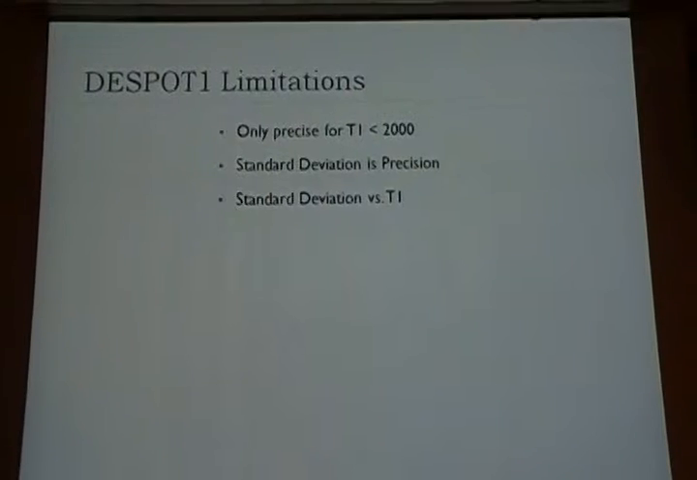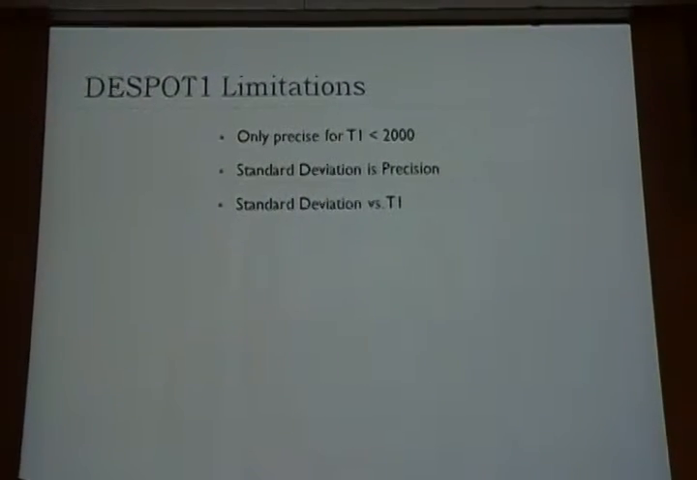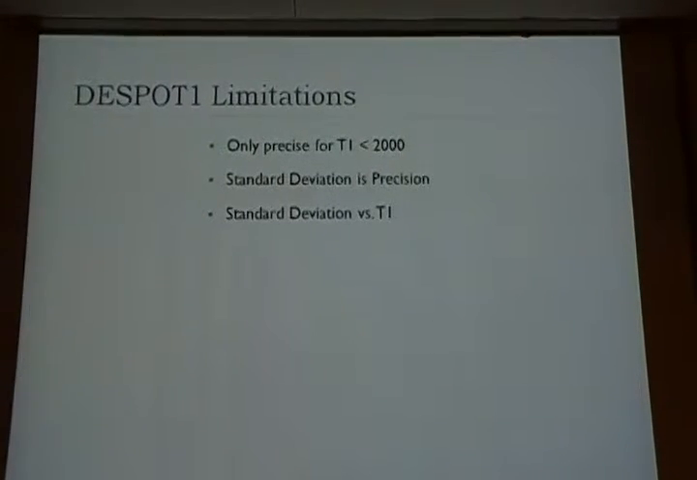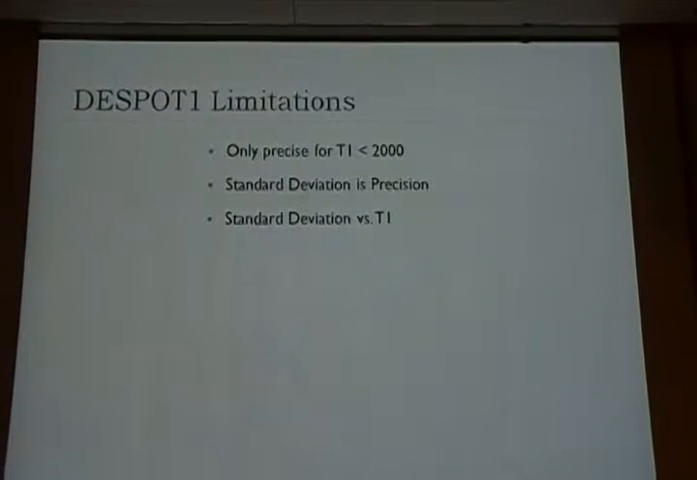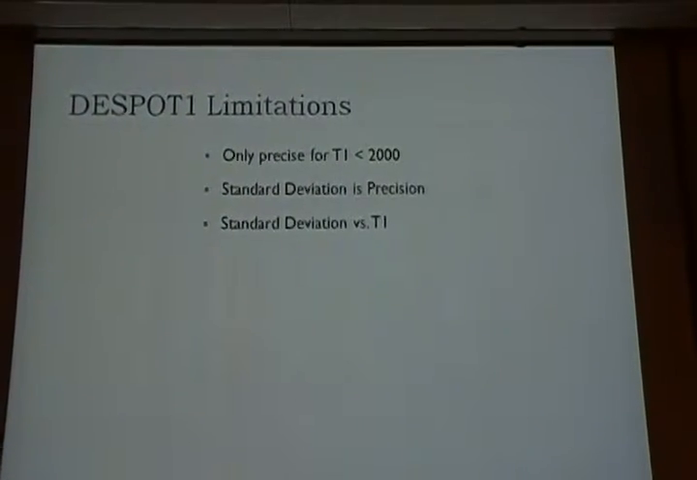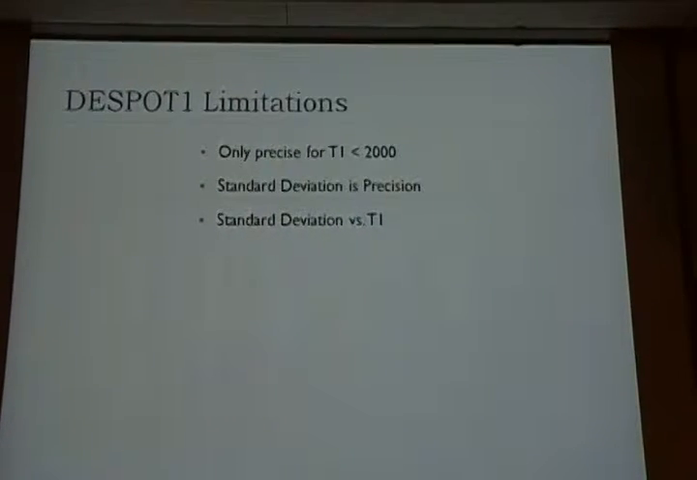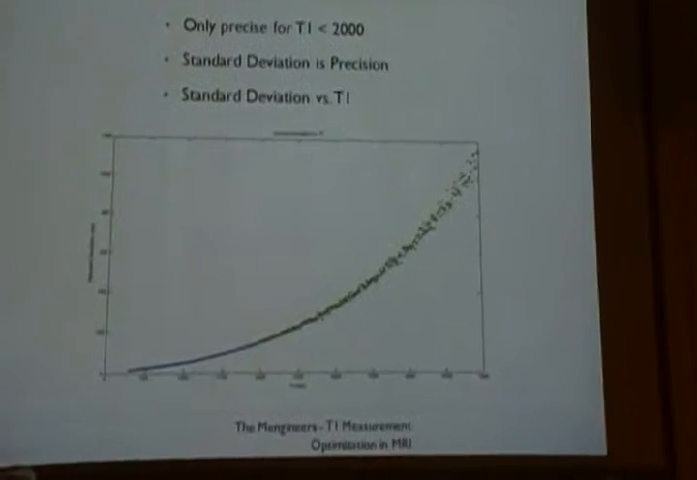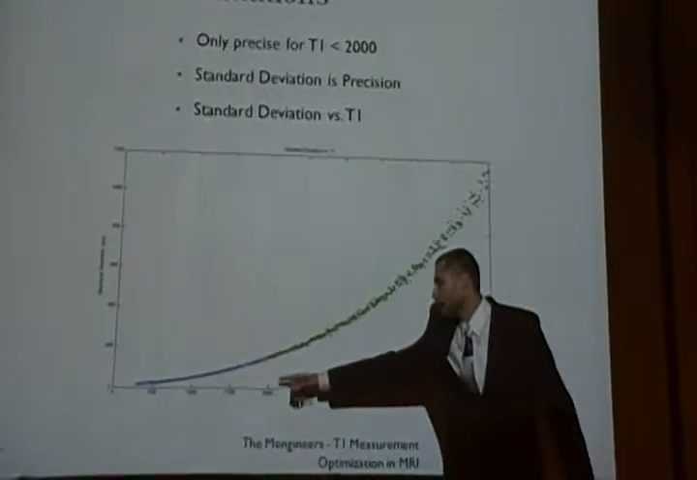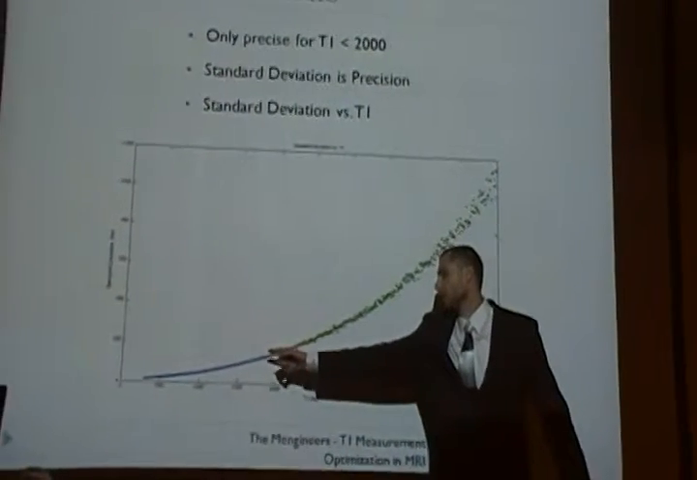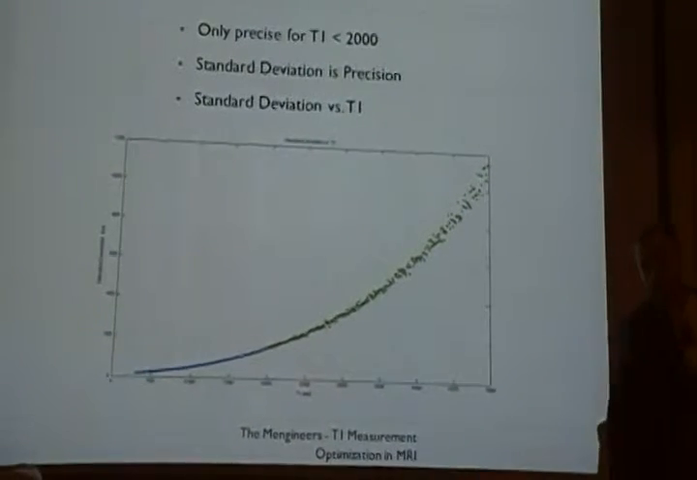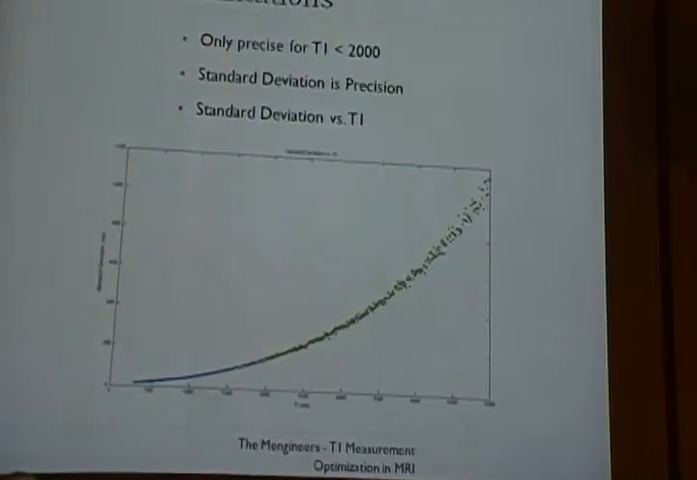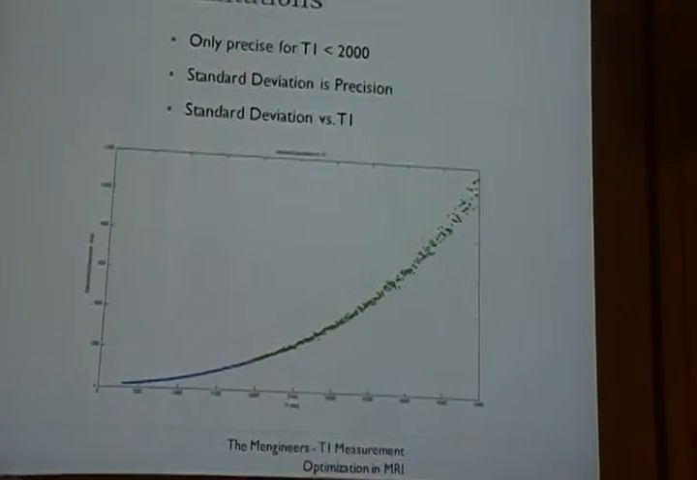It has limitations. The limitation here is it's only precise up to values of T1 of 2000 milliseconds or less. To measure precision, we use standard deviation. Standard deviation versus T1 is in this plot here. Right here you can see this is 2000. For all the points in blue, the standard deviation is very minimal. Once it gets above 2000, it grows exponentially and the precision is no longer good.